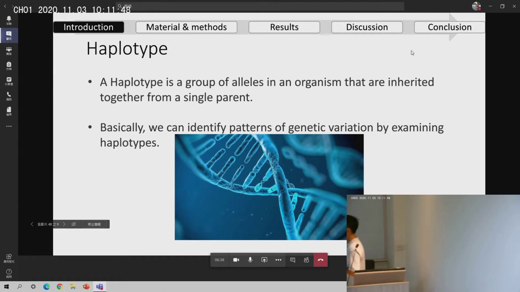What is a haplotype? A haplotype is a group of alleles in an organism that are inherited together from a single parent. So basically, we can identify patterns of genetic variation by examining haplotypes.